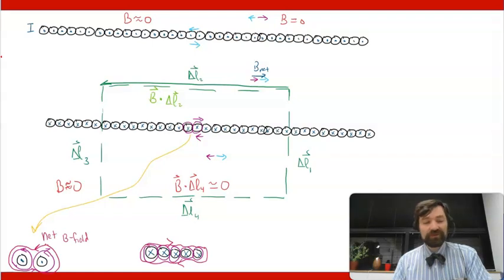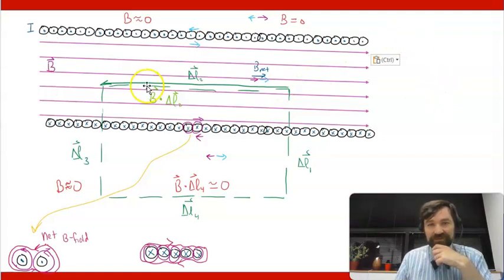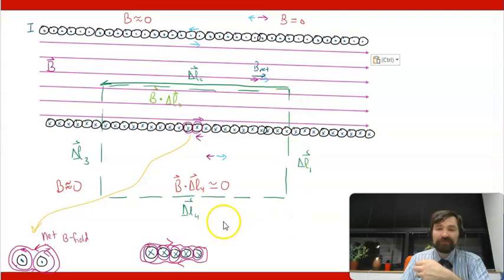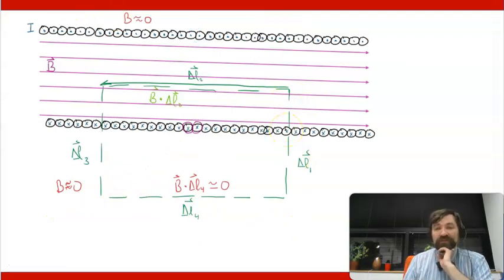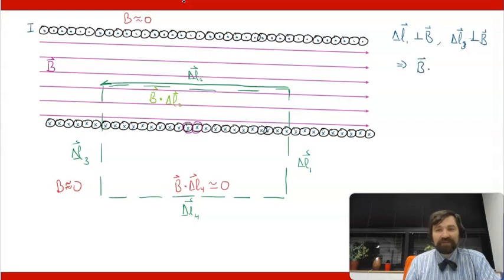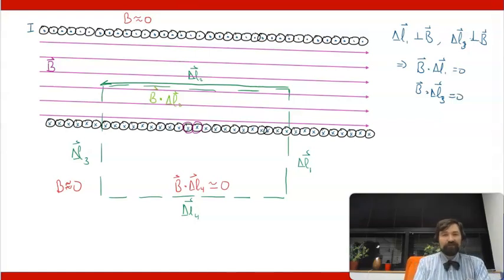So what does my actual field look like then based on this drawing? Well, essentially it's going to look something like this. So my net field inside the inductor points, in this case, to the right. Outside, it's basically 0. Okay, so now let's take that and do the dot product with each of these sides. Essentially, delta L1 is perpendicular to B, and delta L2 is also, and delta L3 is also perpendicular to B. So that implies that B dot delta L1 is 0, and B dot delta L3 is 0. We already established that B dot delta L4 is 0.